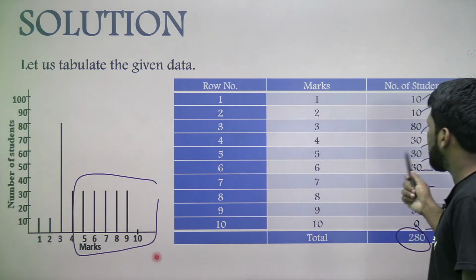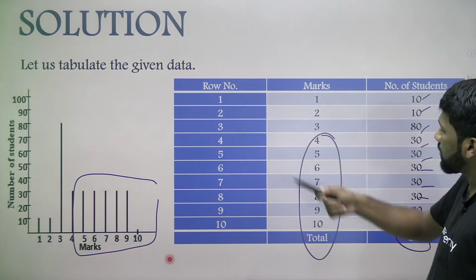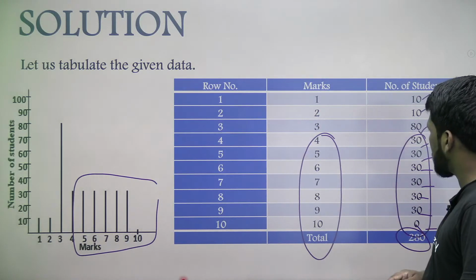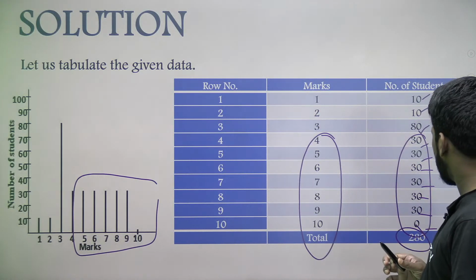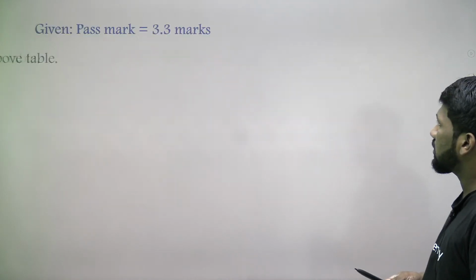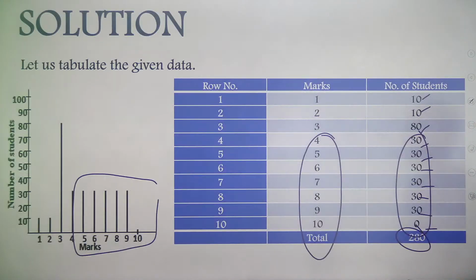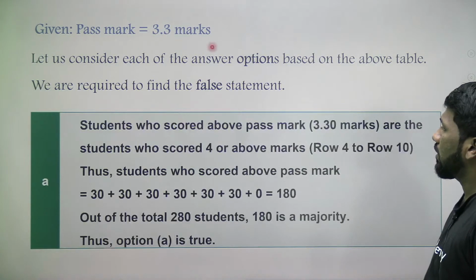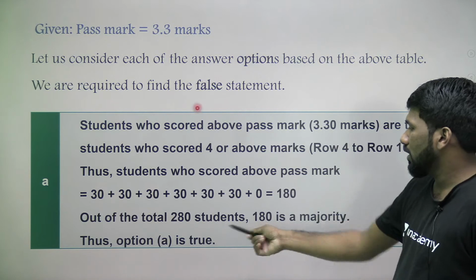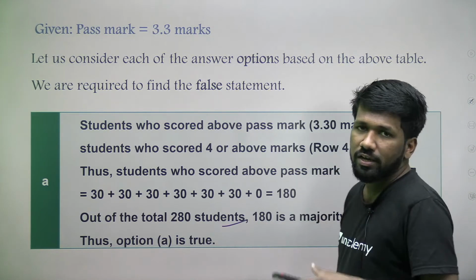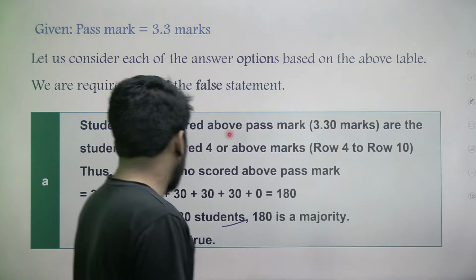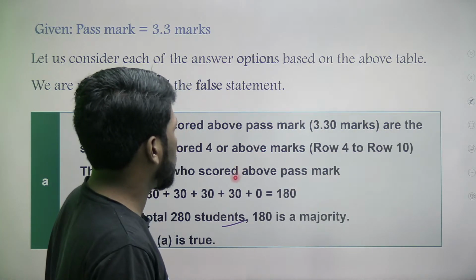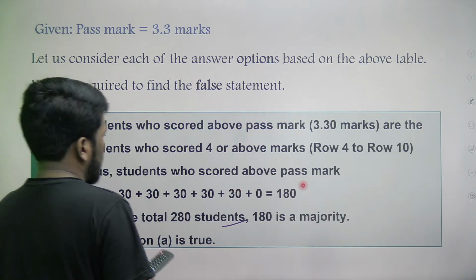The people who passed, as I told you, are those obtaining 4 to 10 marks, that is in the table. This many people: 30, 30, 30, 30, 30, sorry, 6 thirties are there. 6 thirties means 180 people. Is 180 more than half of 280? Yes. Half of 280 is 140, and 180 is more than that. That is why clearly option A is true. Did you all understand why option A is true? Please respond.